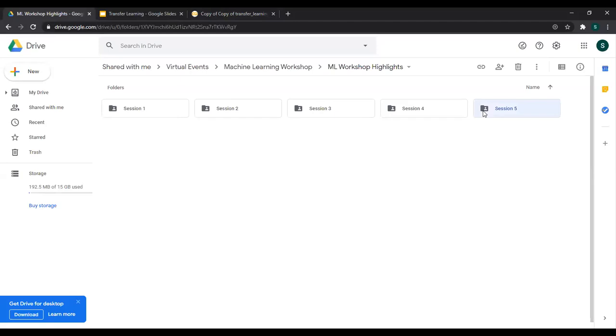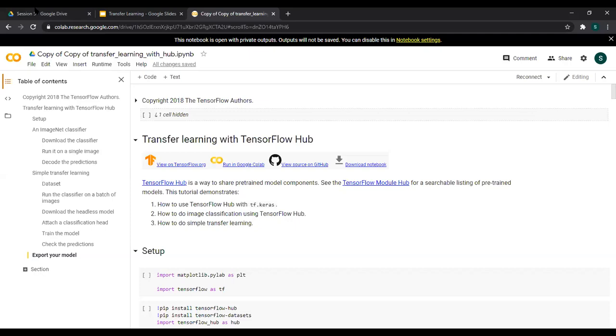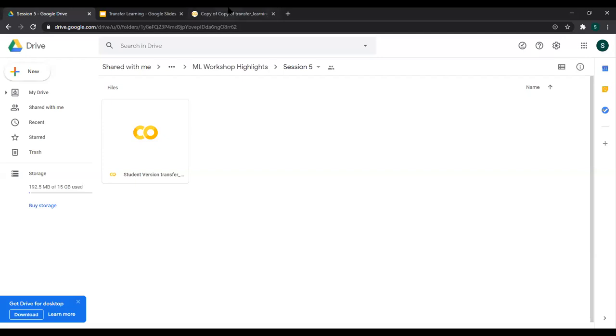I posted some homework in the session 5 folder, in this folder right here, and it's the student version for this transfer learning with TensorFlow Hub notebook. So I just deleted a couple of lines, and now you're going to be writing those lines. I'm just going to be giving you a couple of hints, and you're going to be writing those lines in. And I'm not going to be checking anything. I'm going to be giving you the answers later on. So just fill that out to the best of your ability. And yeah.